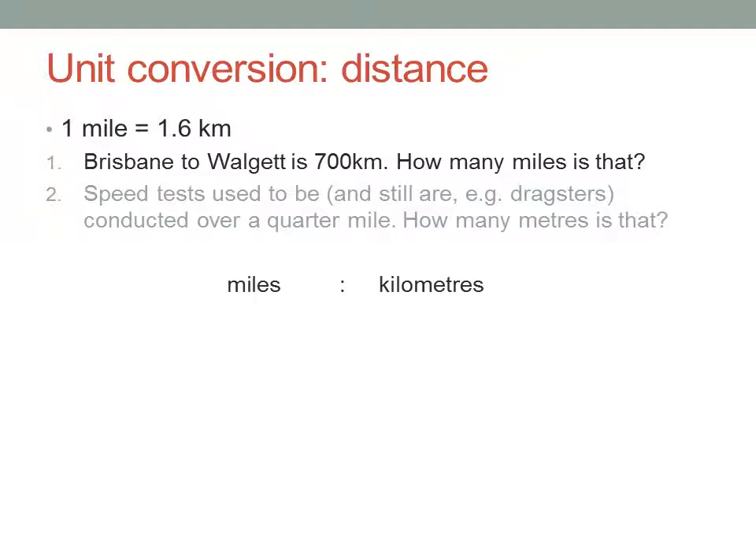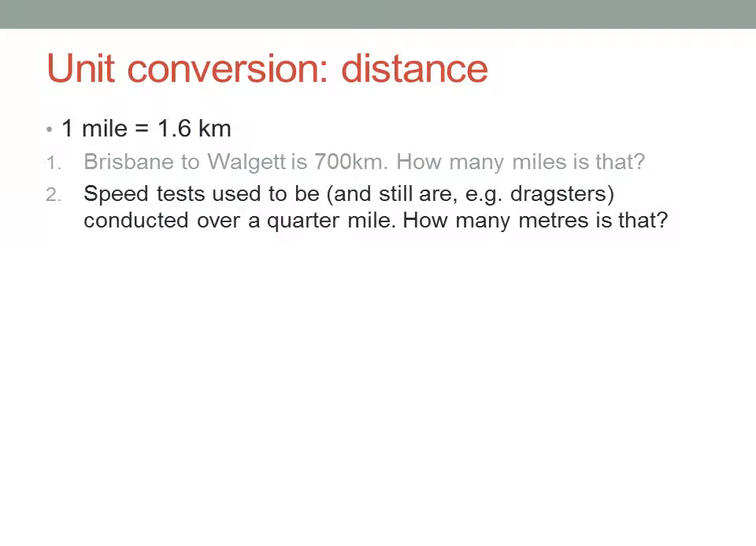Let's set up a ratio. 1 mile is 1.6 kilometres. I have 700 kilometres, so put that on the right under kilometres. Now, how do I convert 1.6 into 700? Multiply by the new number over the old, 700 over 1.6, and do the same on the other side, which gives me 437.5. 700 kilometres is the same as 437.5 miles.